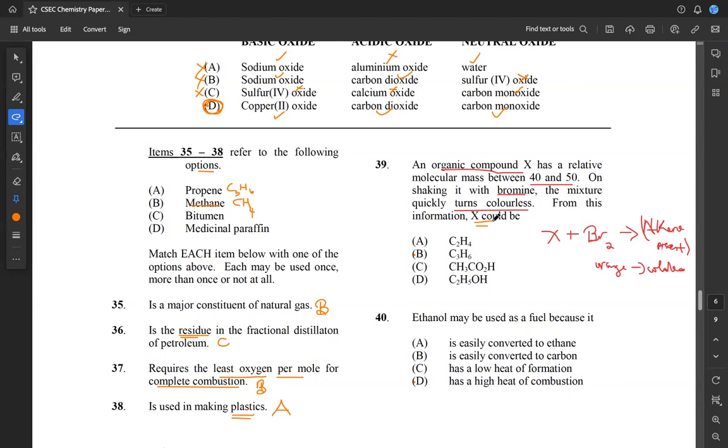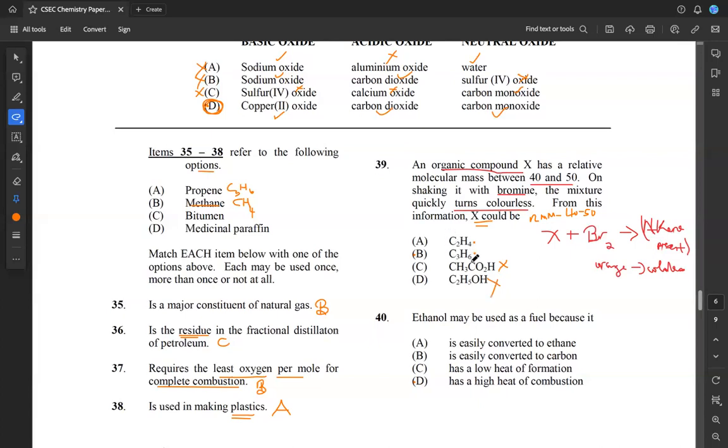So here's how we're going to break this one down. Our organic compound is X. It has relative molecular mass between 40 and 50, is what they told us. When we react that organic compound with bromine, the bromine is going to go from orange to colorless. So that indicates that there's an alkene of some sort present, because remember, alkenes are the compounds that can decolorize bromine, and that's because they have a carbon-carbon double bond present in them. This doesn't have a carbon-carbon double bond. This doesn't, but these two do. So the answer is between these two, right?